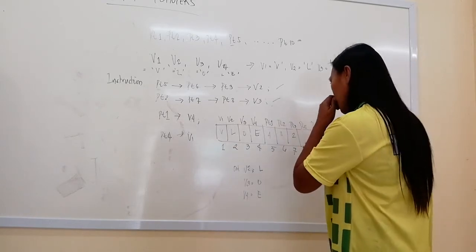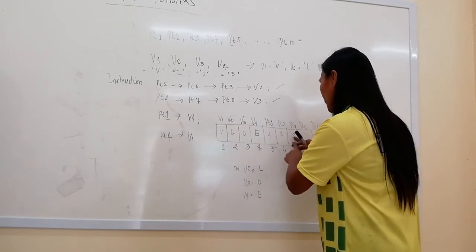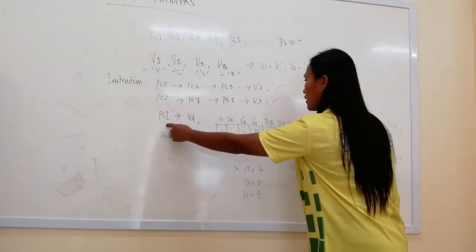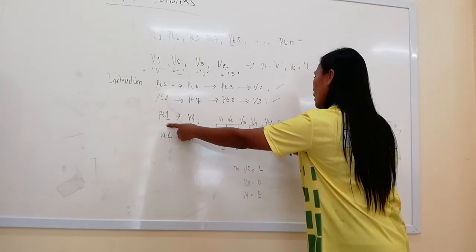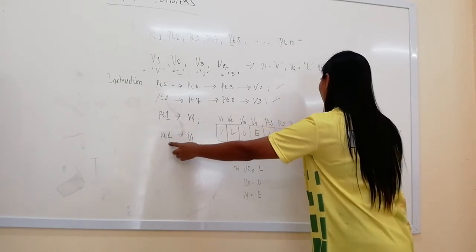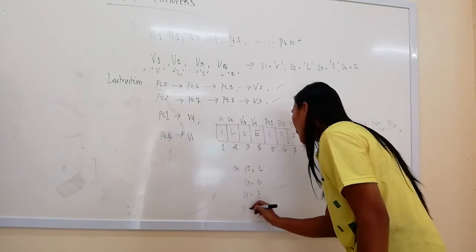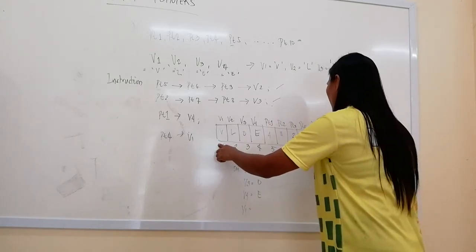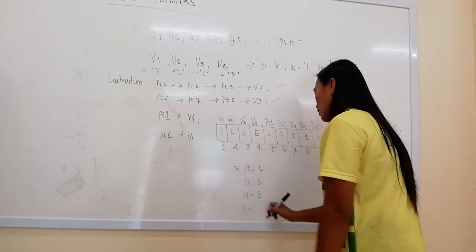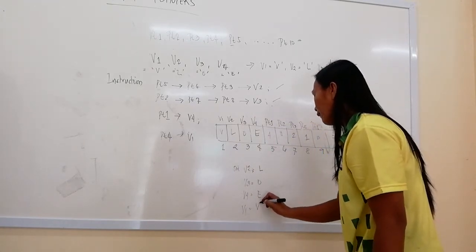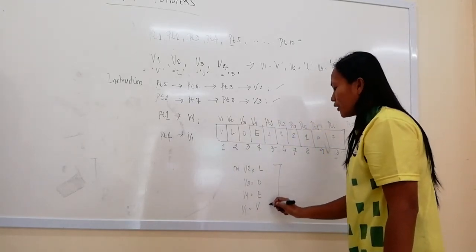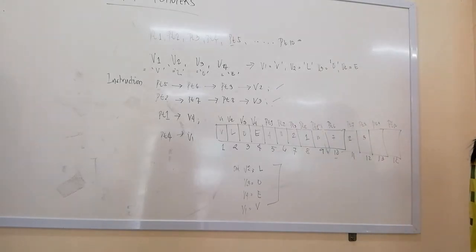Okay? So, check natin. PT1 is pointing to variable 4. Then, PT4 is pointing to variable 1. So, kung variable 1, ang value nito is V, then the answer is V. Okay, so this would be your output.